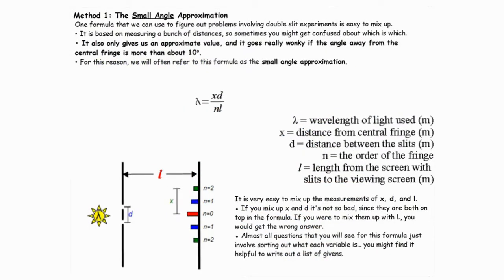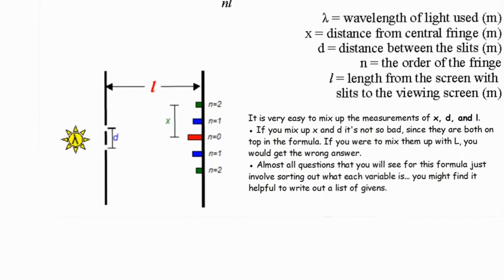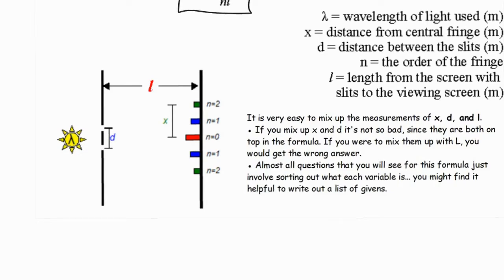Now the first equation we're going to look at is the small angle approximation. And the name is important. It's for small angles, so less than 10 degrees, and this is a relatively accurate way to do this calculation. Anything more than that, and it starts to diverge from the actual answer. But this equation is lambda, the wavelength, is equal to x, which is the distance from the central fringe. So if in this example maybe we're going to N2, x is the distance from the central fringe, times d, the distance between the slits. Now these are all in units of meters, divided by n, the order of the fringe. So if we're looking at the first one, it's 1. At the second one, it's 2. Times L, which is the length from the screen. So that's lambda is equal to xd over nL.